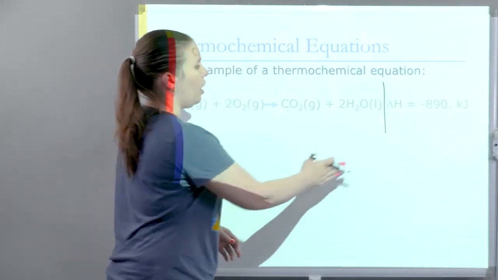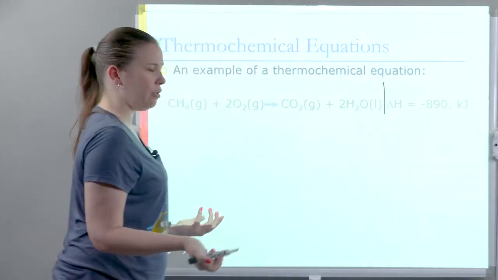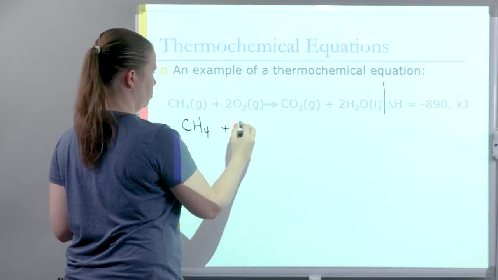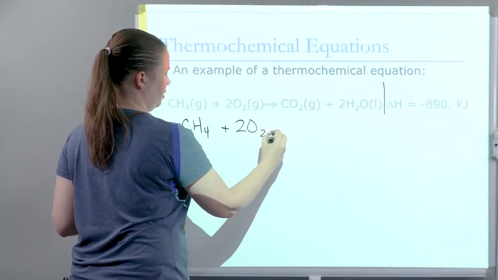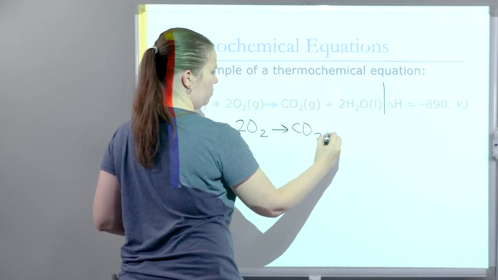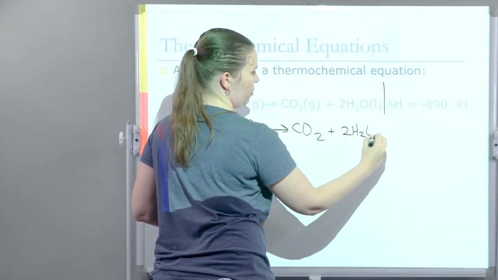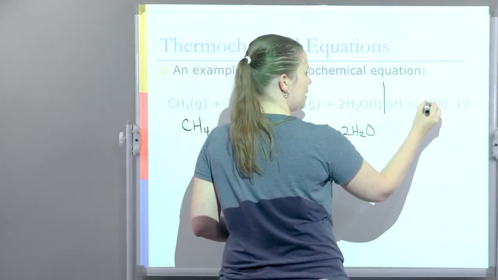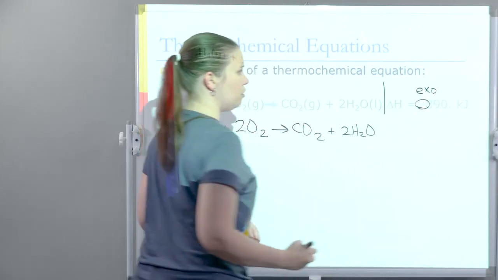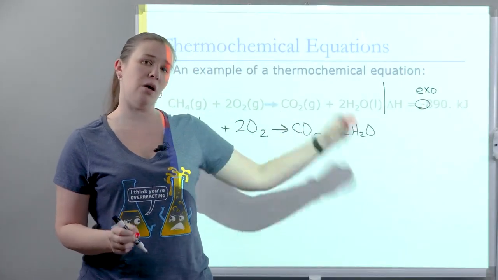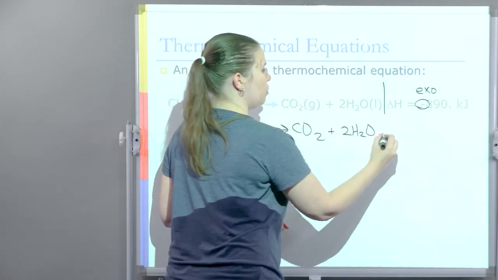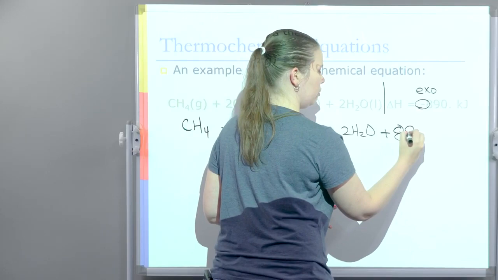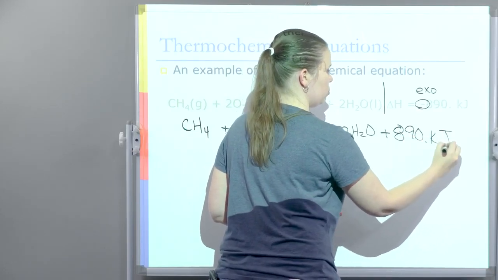Another way to write this, like an alternate form, would be to keep my reactants. I'm going to skip the phases for right now. Keep the reactants on the left and the products on the right. But then I want to bring that delta H into the equation. The fact that it's negative means that it is exothermic, which means that I want to write that energy on the product side. So we're going to produce an additional amount of energy of 890 kilojoules.